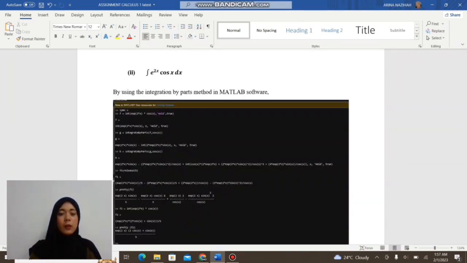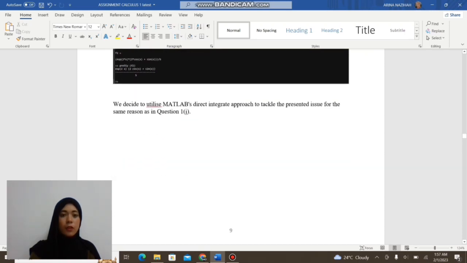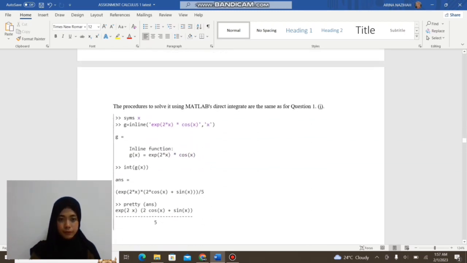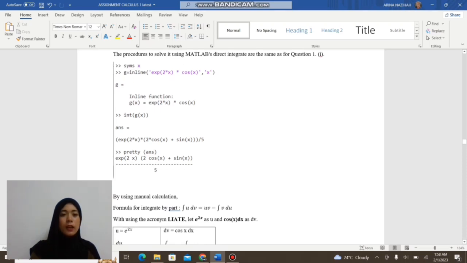2 Roman, the question is integrate e to the power of 2x cos x dx by using the integration by parts method in Matlab software. This is our Matlab software, and we put the equation there, and we got the answer also. So we decided to utilize Matlab's direct integrate approach to tackle the presented issue for the same reason as in question 1 Roman. The procedures to solve it using Matlab's direct integrate are the same as for question 1 Roman.